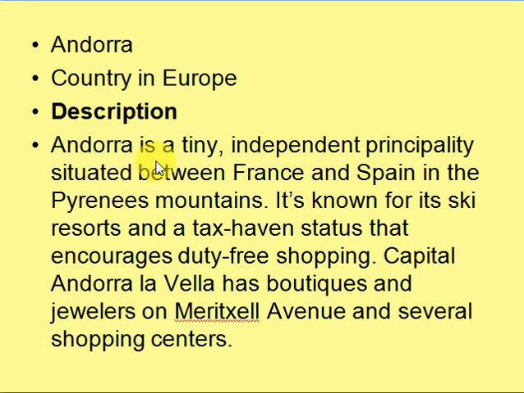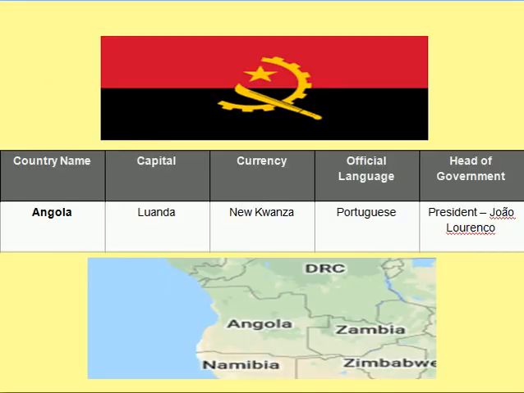Andorra is a tiny independent principality situated between France and Spain in the Pyrenees Mountains. It's known for its ski resorts and tax status that encourages duty-free shopping. The capital, Andorra la Vella, has boutiques, and the avenue has several shopping centers. So Andorra is a country in Europe.